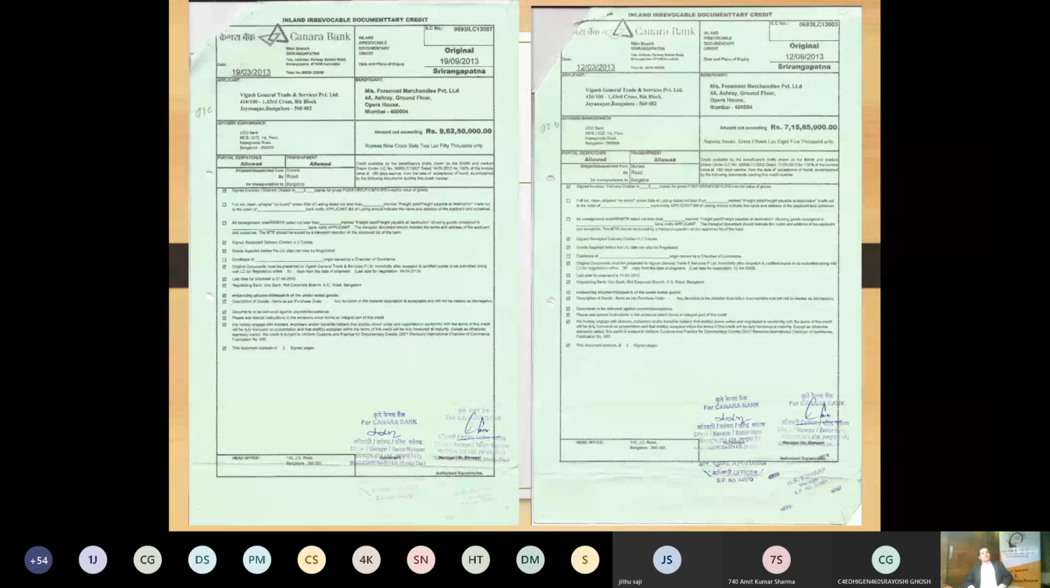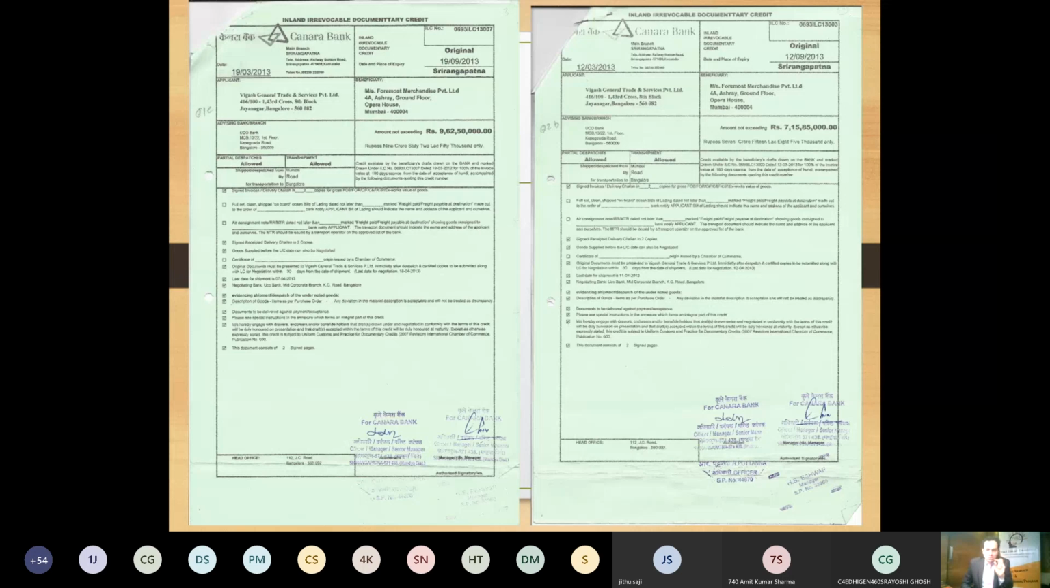On the screen you are seeing a document which is called a letter of credit. It is called LC in banking terms, and if you find the value of the respective sheets, one document is 9 crores 62 lakhs and another document is 7 crores 15 lakhs. This case in total was a scam of around 28 crores. And this case belonged to a town, not even a city. This is a town actually.